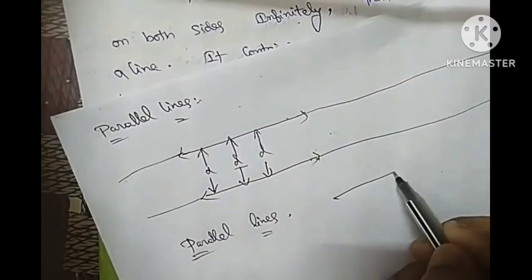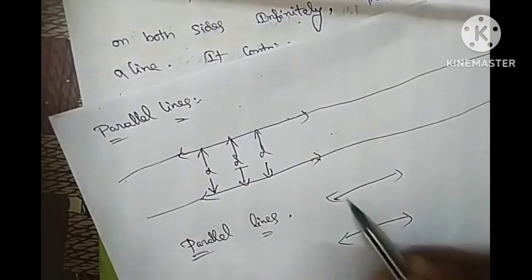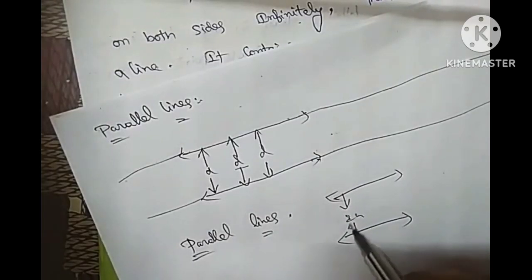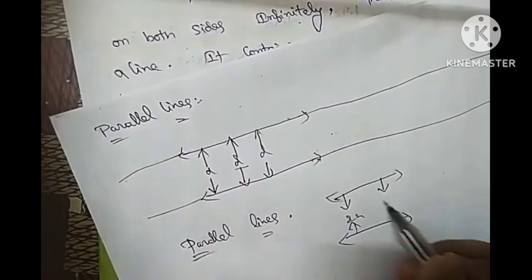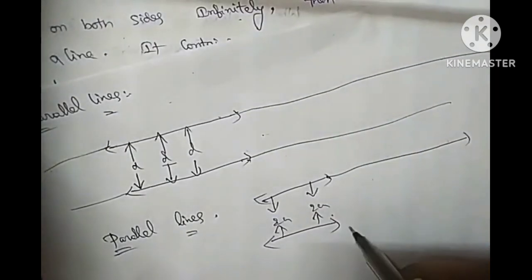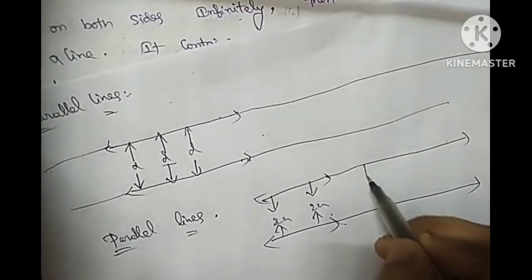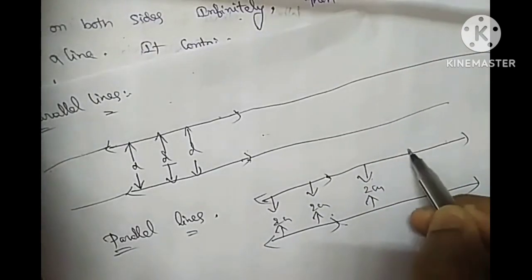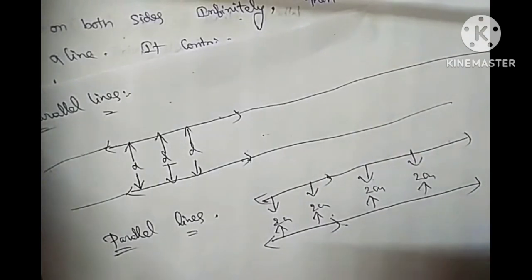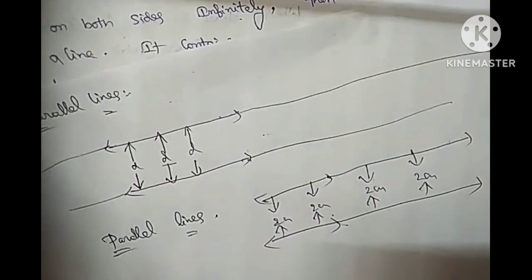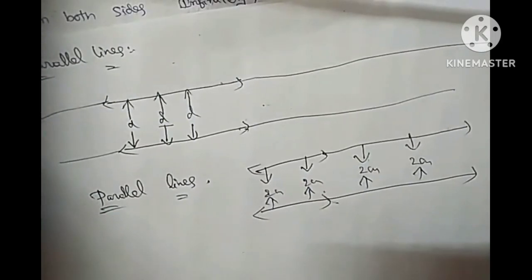For example, suppose here a 2 centimeter distance is there. Then here also it will be 2 centimeter. Or if I extend these lines up to infinity, we can extend them, so I extend somewhat. Here also the 2 centimeter will be there. Here also the 2 centimeter. Wherever you check, the distance between those two lines will be the same. It will never change. That's why they can't meet or cross each other at any point. That's why we call them parallel lines.